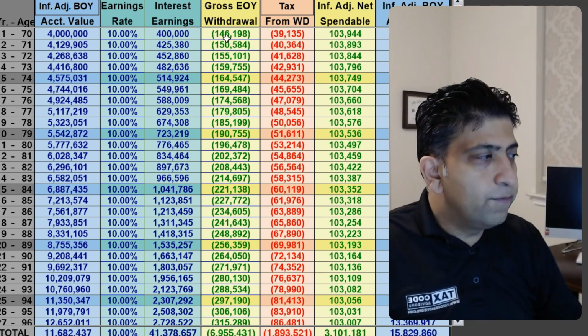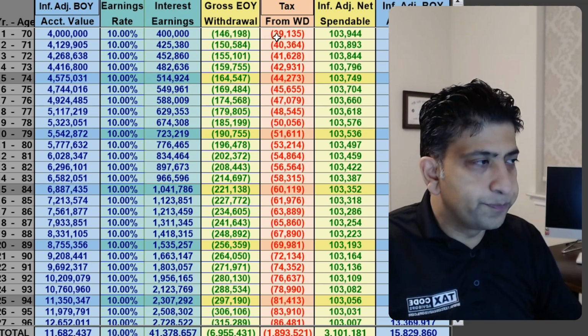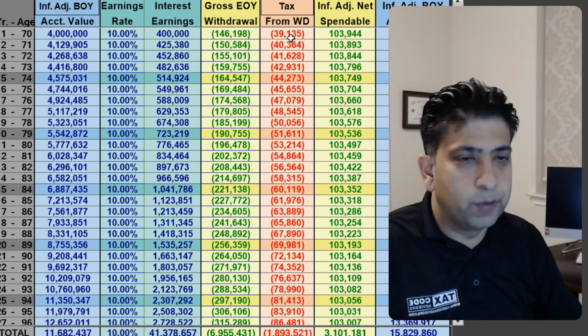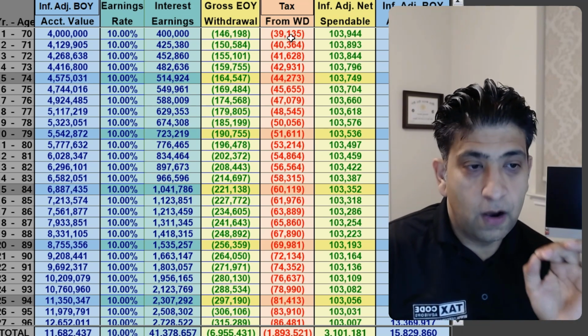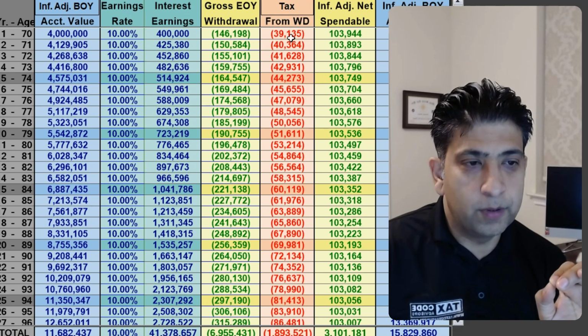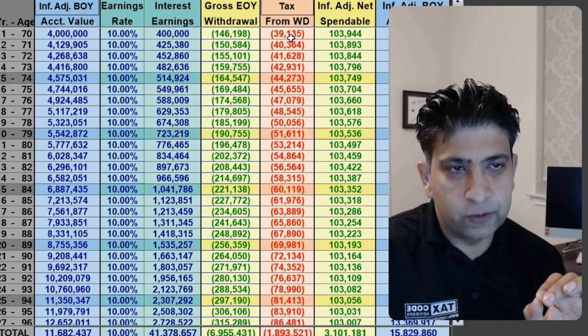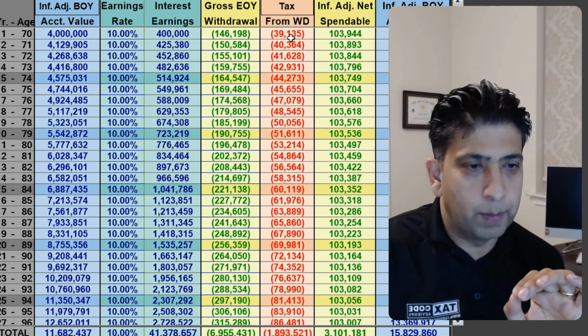So we withdraw $146,000 and look at my tax burden: $40,000. That's 1/3 of my income going in taxes. A lot of people do not understand this. Okay, this is a big problem.